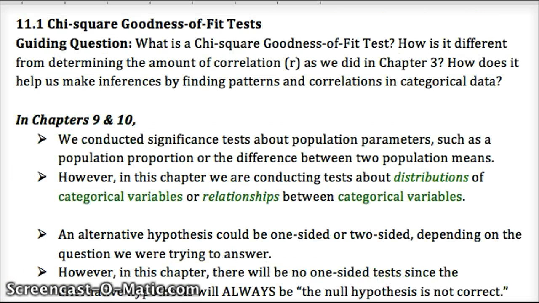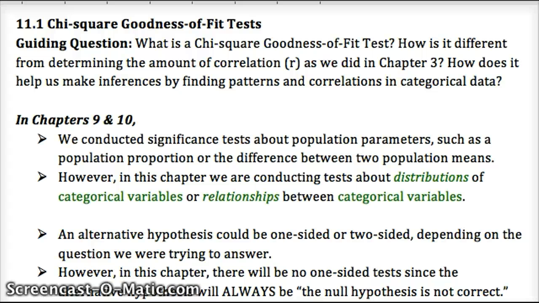So for 11.1, we're looking at what is a chi-square goodness of fit test? How is it different from determining the amount of correlation as we did in Chapter 3? And also keep in mind, how does it help us make inferences by finding patterns and correlations in categorical data? In 9 and 10, we looked at significance tests about population parameters, such as proportions or differences between population means. Now we're looking at tests about distributions of categorical variables or relationships between two or more categorical variables.